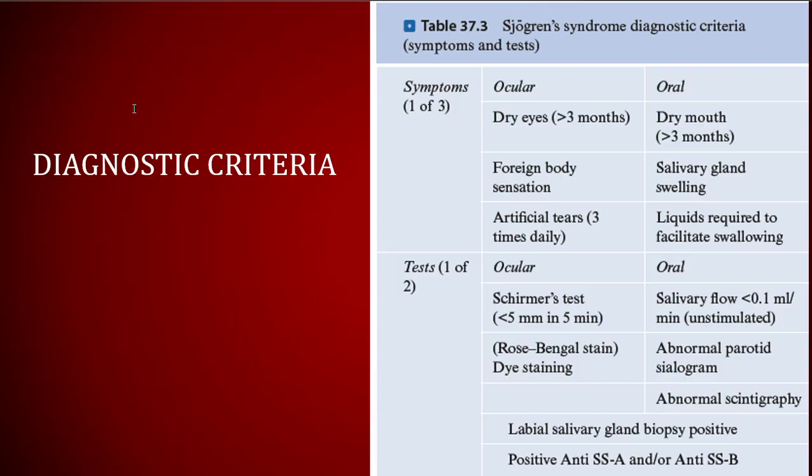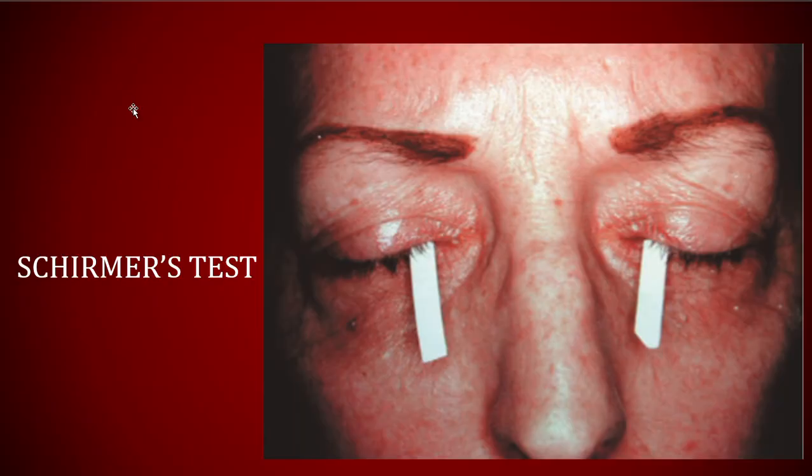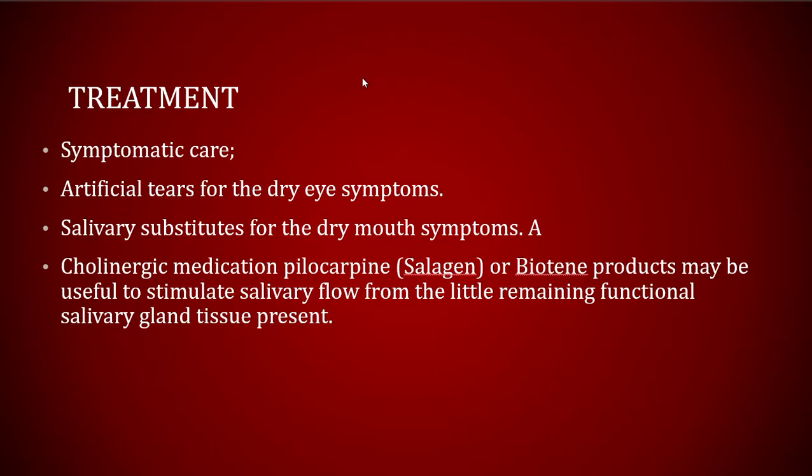With labial salivary gland biopsy being positive, usually 6 to 8 minor salivary glands should be taken for Sjogren's syndrome diagnosis. Positive anti-Ro and anti-La, or anti-SSA, anti-SSB antibodies. For the management, it's usually symptomatic care: artificial tears, salivary substitutes, cholinergic medications, but usually we don't like them a lot because they have systemic effects. So mostly they try to use local effects of the medication.